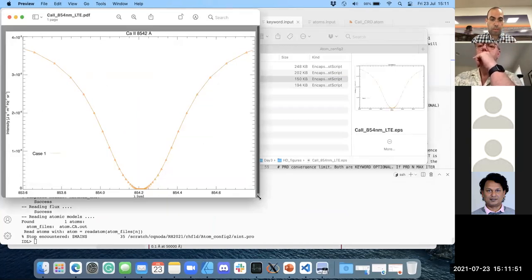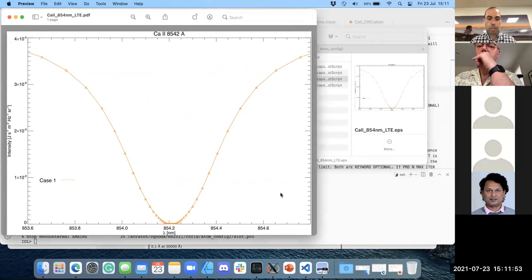And the profile looks like this. The line looks smooth, but it looks a bit wide. And also the intensity in the core is a bit not realistic.